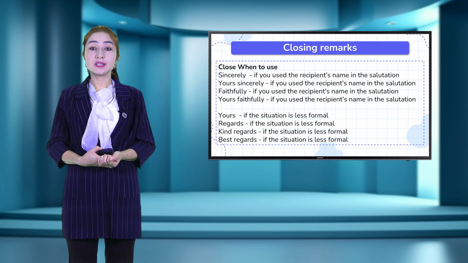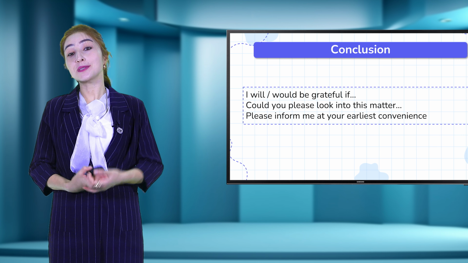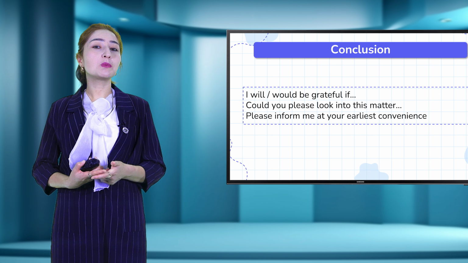So it's time to talk about the conclusion part of the letter. The conclusion of the letter should be finished in this way. For example: I will be grateful if something will happen, or I would be grateful if something will happen, or could you please look into this matter, and you can write the name of the matter here, or please inform me at your earliest convenience.